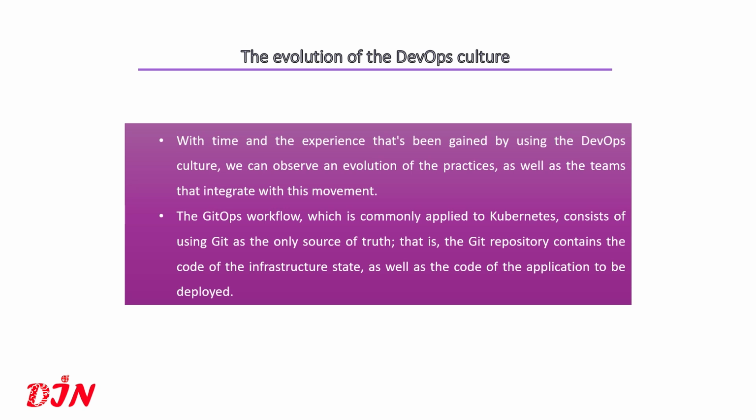The evolution of DevOps culture. With time and experience gained by using the DevOps culture, we can observe an evolution of the practices as well as the teams that integrate with this movement. This is, for example, the case of the GitOps practice, which is starting to emerge more and more in companies. The GitOps workflow, which is commonly applied to Kubernetes, consists of using Git as the only source of truth. That is, the repository contains the code of the infrastructure estate as well as the code of the application to be deployed. A controller will oversee retrieval of the Git source during a code commit, execution of the tests, and redeploying the application.